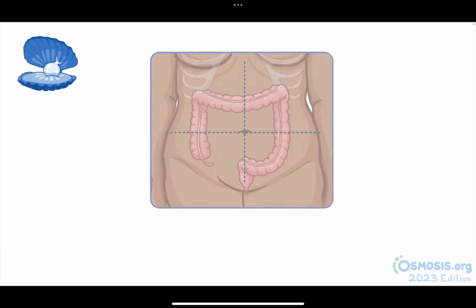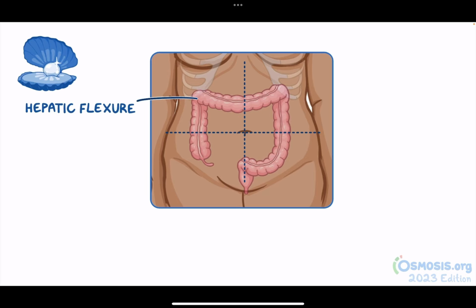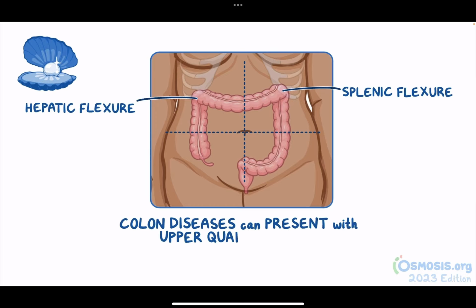Lastly, here's a clinical pearl. The hepatic flexure of the colon is in the right upper quadrant, while the splenic flexure is in the left upper quadrant. So keep in mind that colon diseases can present with upper quadrant pain too, and should be considered in your differential.